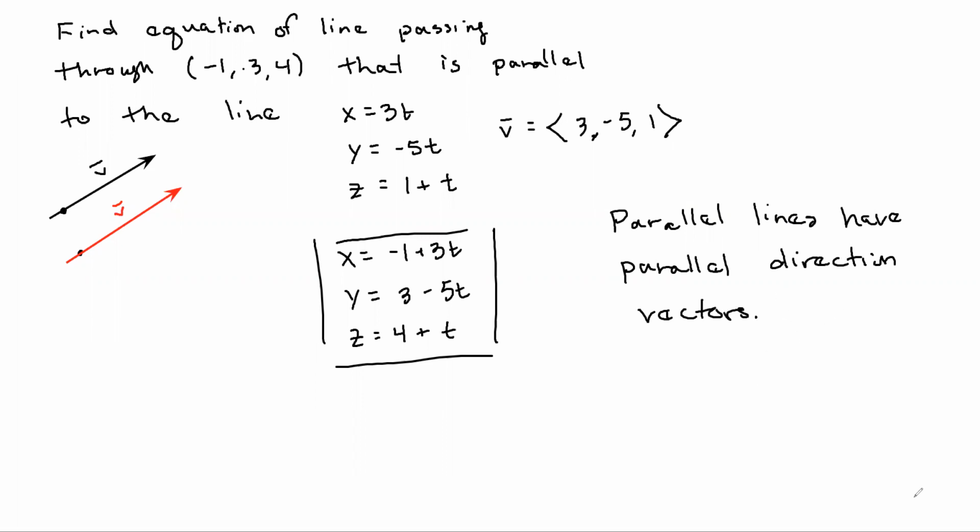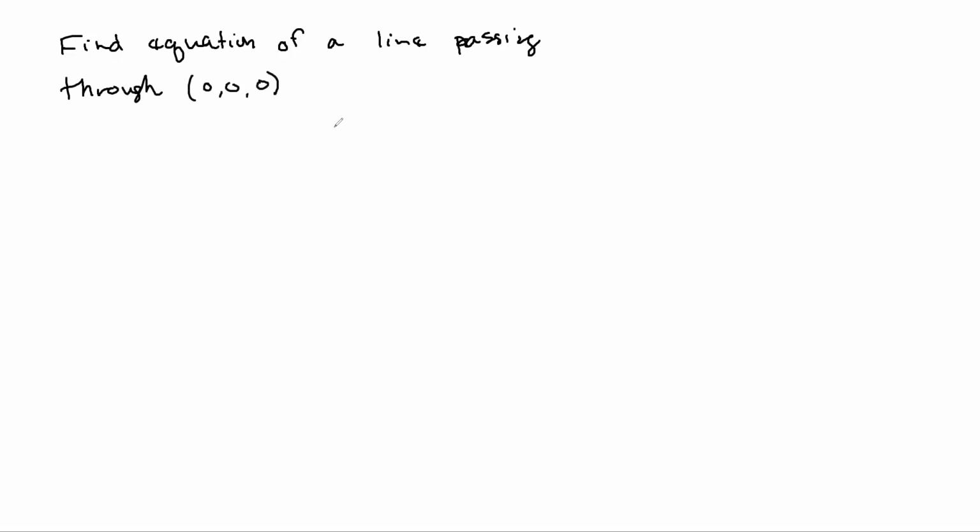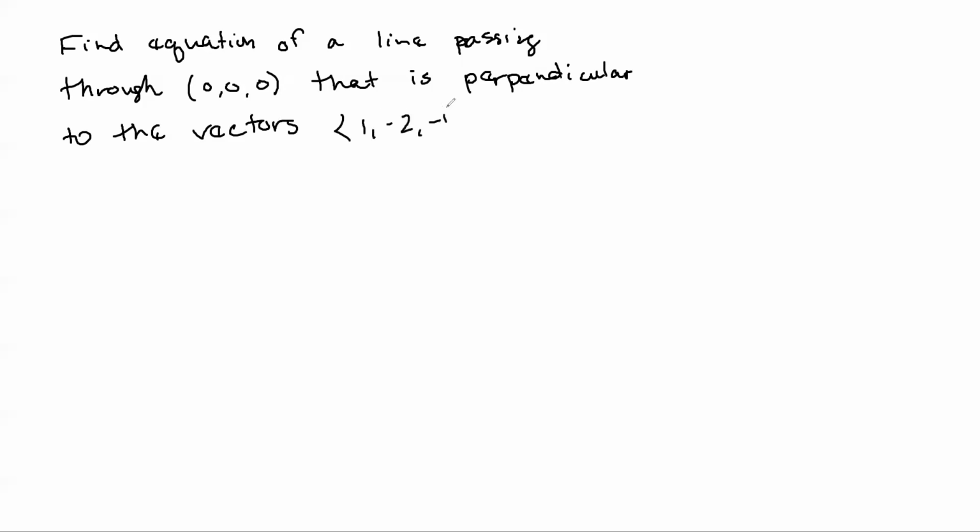Okay, and now let's try another. So the next one we have, find the equation of the line passing through (0, 0, 0), the origin, that is perpendicular to the vectors (1, -2, -1) and (-2, 1, 4).